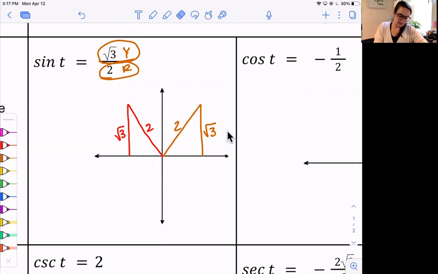I need to fill in the rest of my triangle here. So I have 2 square root of 3. I recognize that's that 1, 2, square root of 3 triangle, right? My 30, 60, 90 triangle. So this is going to be 1. And for the other one, negative 1, because my x could be negative as well.